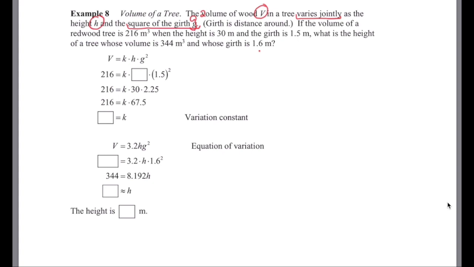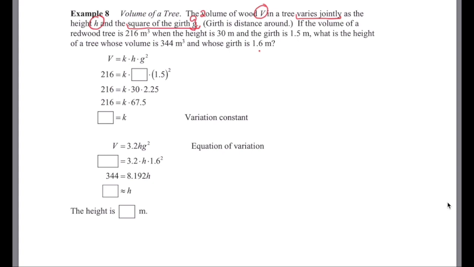It's telling us then that if the volume of a redwood tree is 216 meters cubed, when the height is 30 and the girth is 1.5 meters, what is the height of a tree whose volume is 344 meters cubed and whose girth is 1.6 meters? So we first need to find our k value. We need to then find the general equation, and then we can answer the last question. So one of those 3-step pieces.